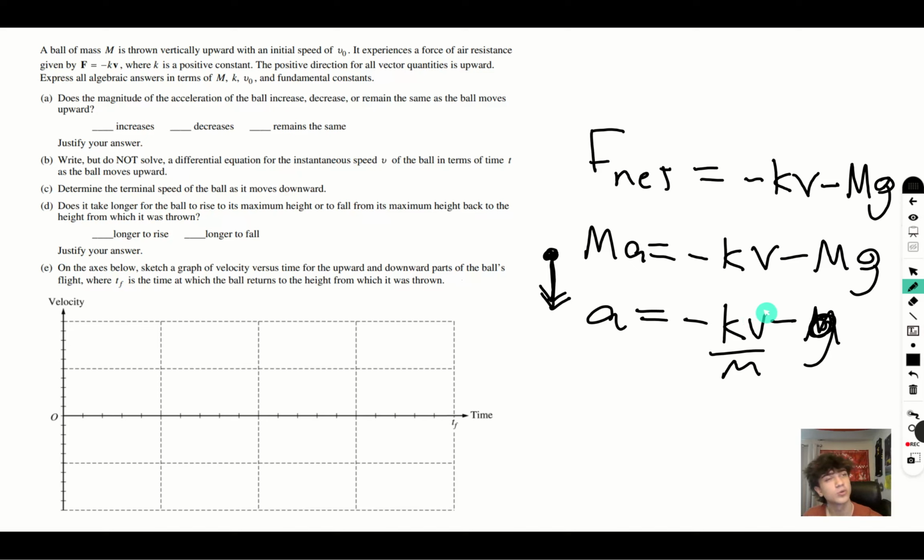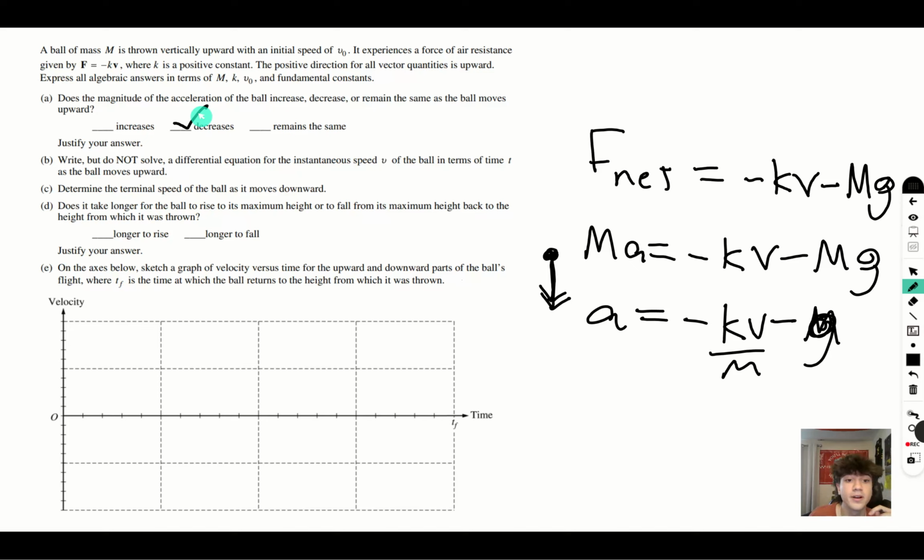And if we think about a ball thrown up into the sky, we know that its velocity is going to decrease. Therefore, the magnitude of the acceleration is also going to decrease as the ball moves upwards. So there goes the answer for that.